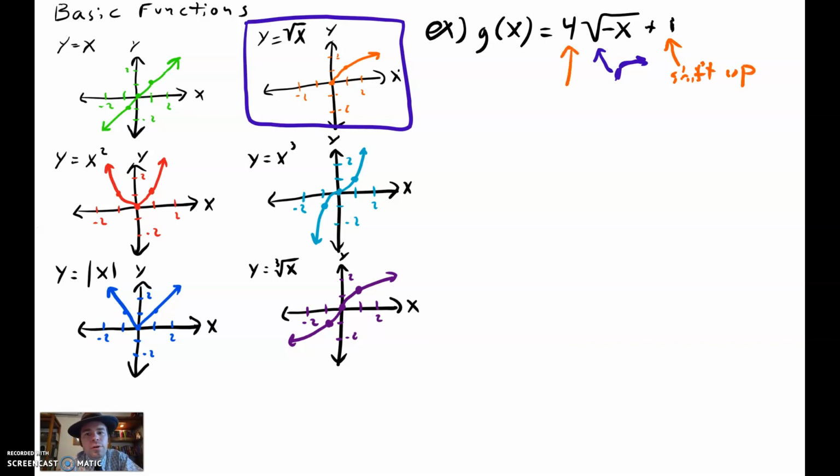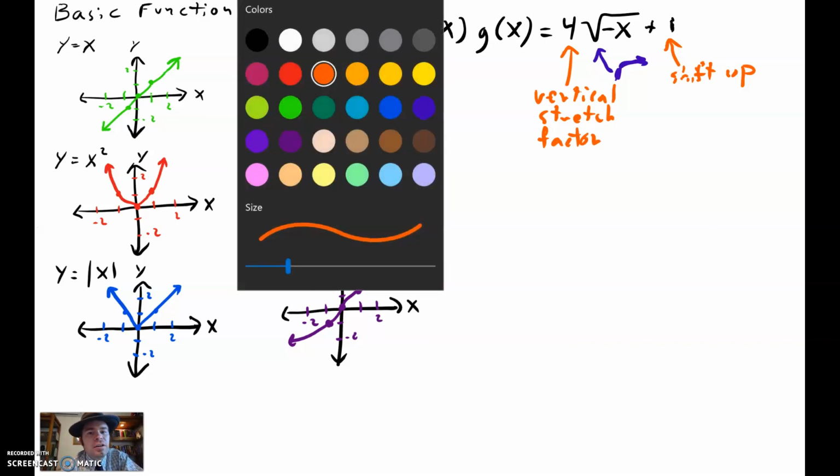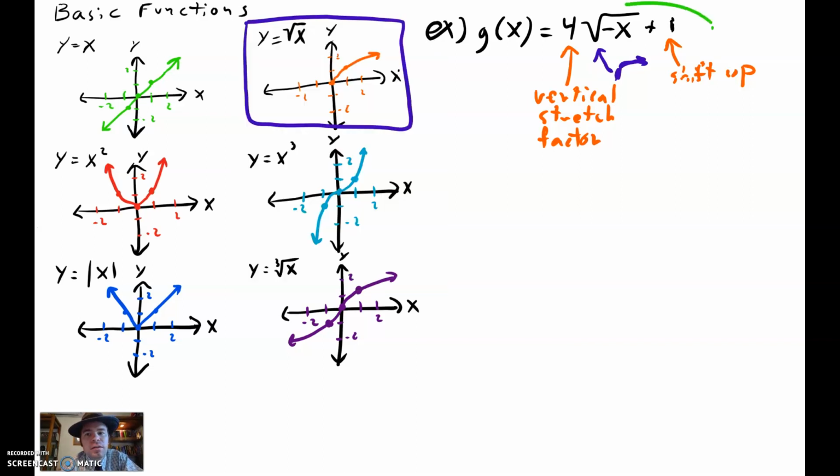Outside we have a 4. This is a vertical stretch factor. It's a stretch because it's bigger than 1, but we don't have to worry about that. It's going to tell us what to do. And finally, inside, we have a negative sign. And that negative sign means that this is backwards.